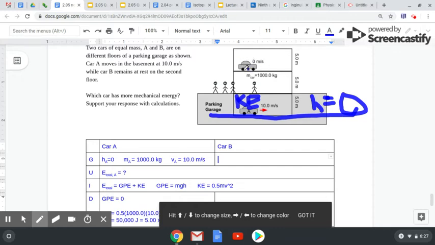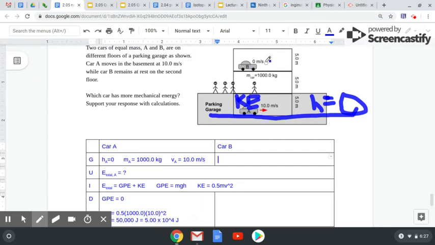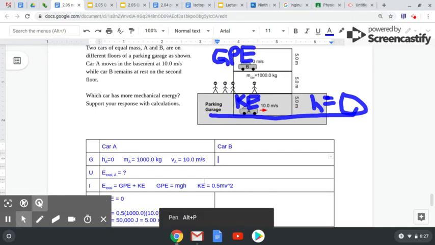We label the energy types. This is not moving, so there's no KE, but it is 10 meters above car A, so it's going to have a height of 10 meters. So it does have GPE, right? All we're looking for, if it has GPE, is whether or not it has height. All we want to know about KE is whether or not it's moving.